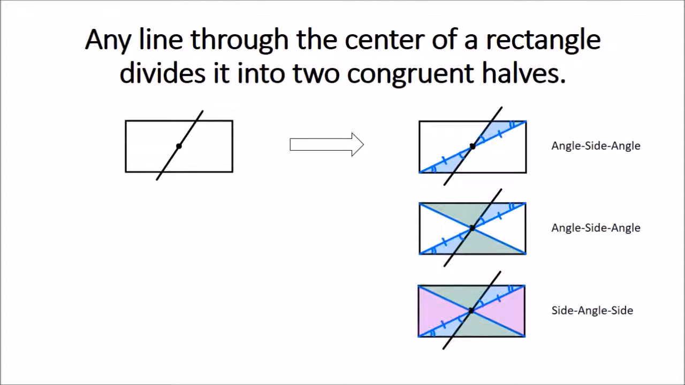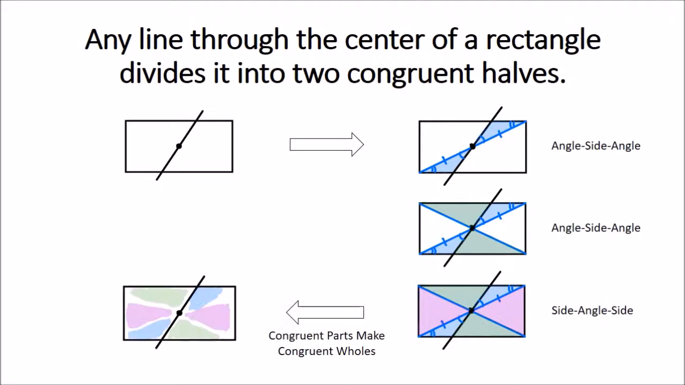Now, if we take the blue and the pink and the green, and we put those all together, what we get is the half of the rectangle that we're talking about. And congruent parts being put together in the same way to make a whole must also be congruent. So what we really have here is that the left side is congruent to the right side.